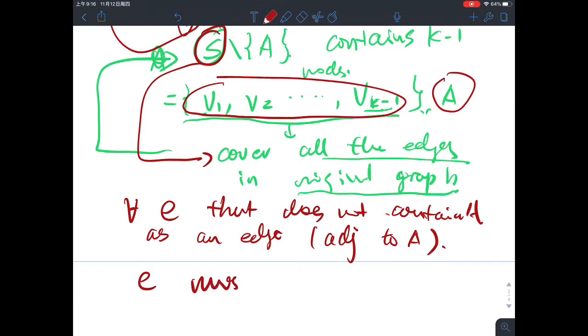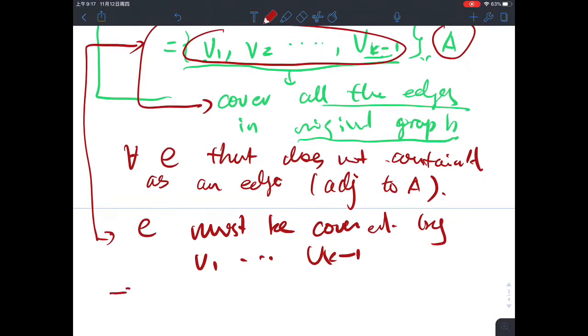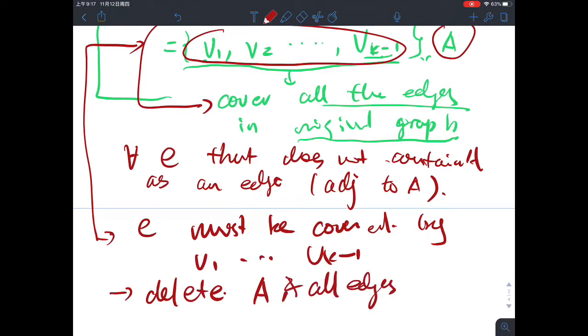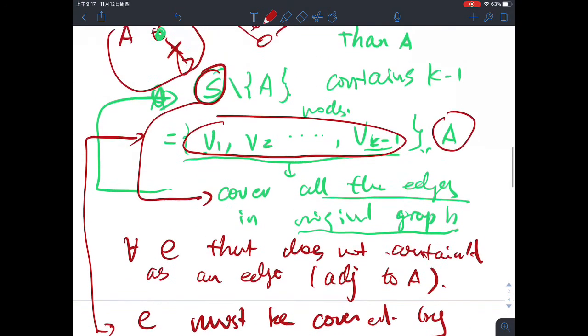E must be covered by v1 up to vk minus 1, right? So this is really just the definition of the vertex cover of S, right? So what does that mean? That means that if I delete A together with all edges that are adjacent to A, then I would end up with a graph, right? I would end up with a graph I drew just now, right?